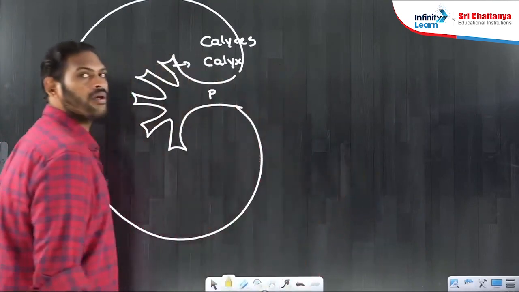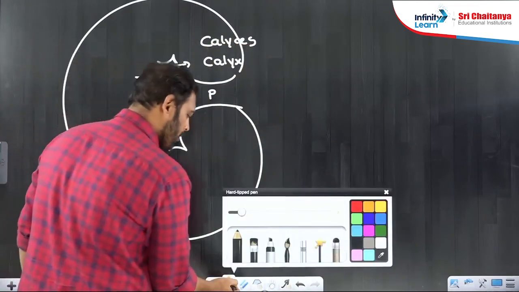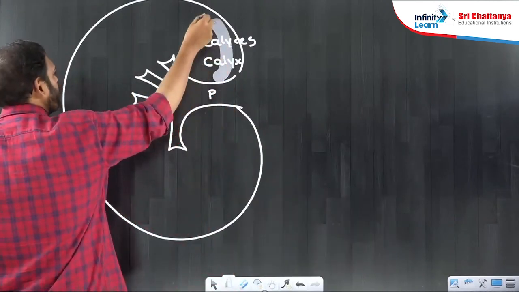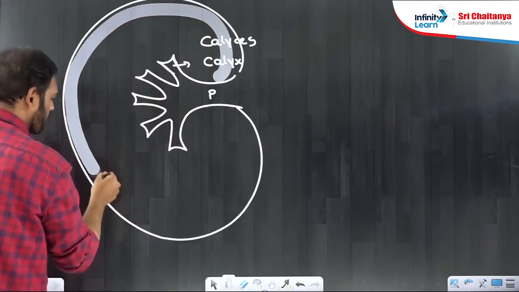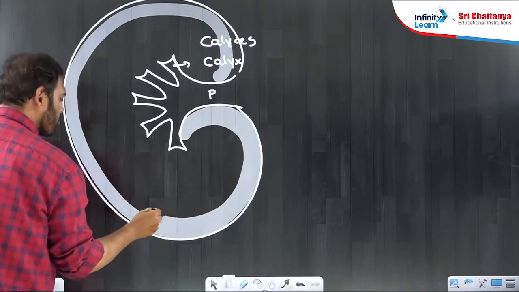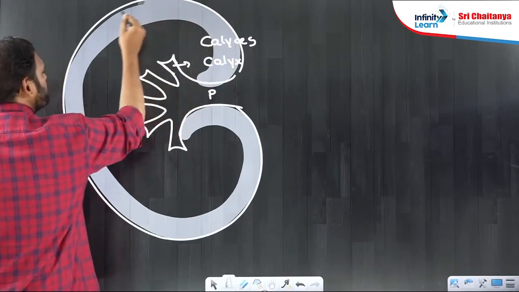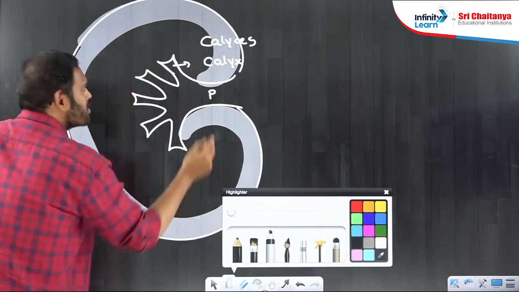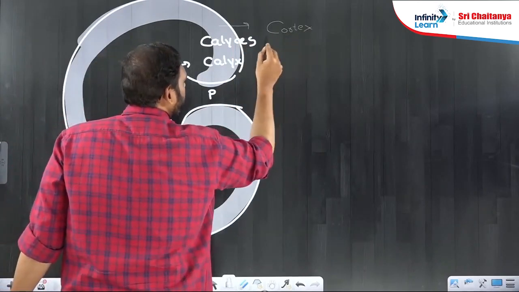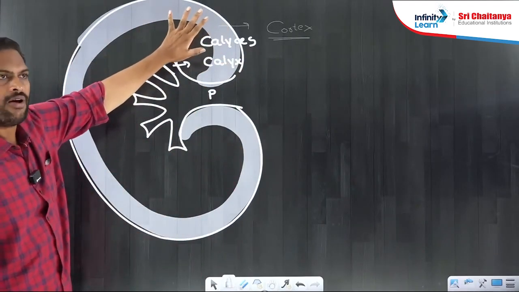Guys, focus now. Yes, the kidney is covered by a tough capsule, it's okay. And the peripheral part of the kidney, this part, the peripheral component of the kidney, we refer to as the renal cortex. The peripheral component of the kidney is referred to as the renal cortex.